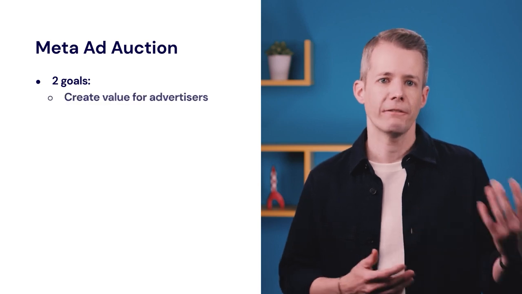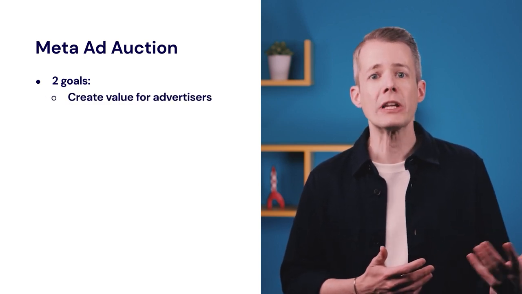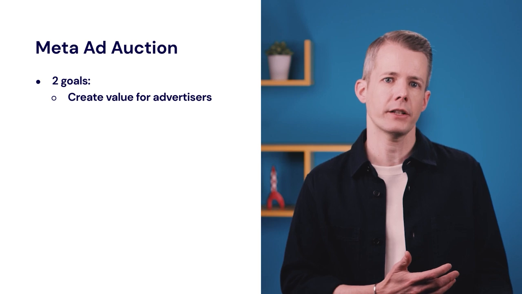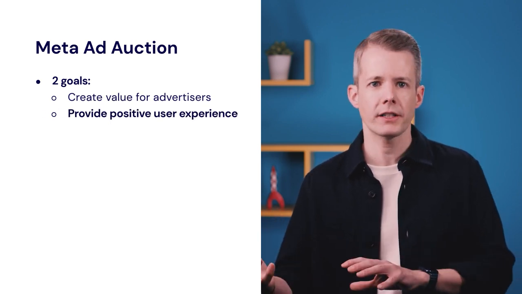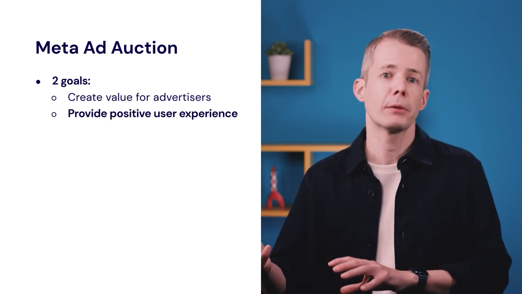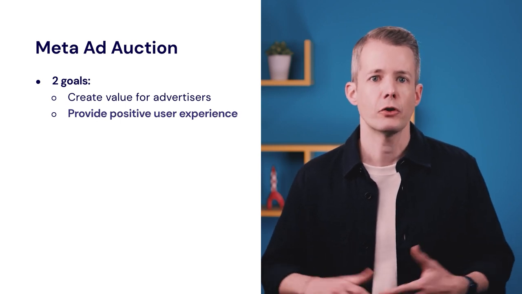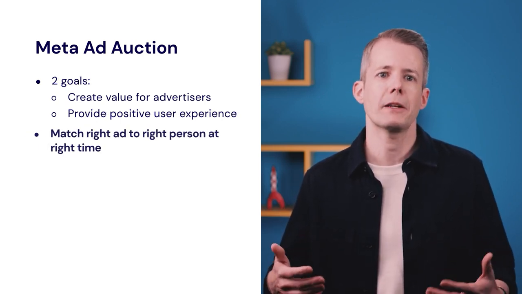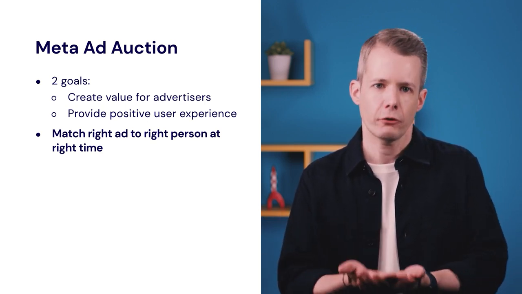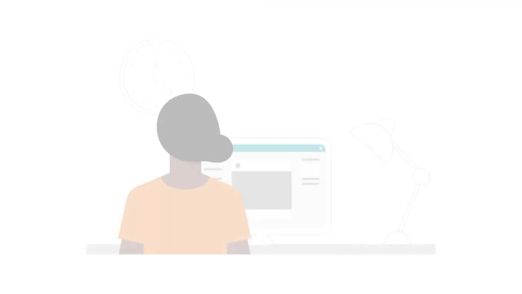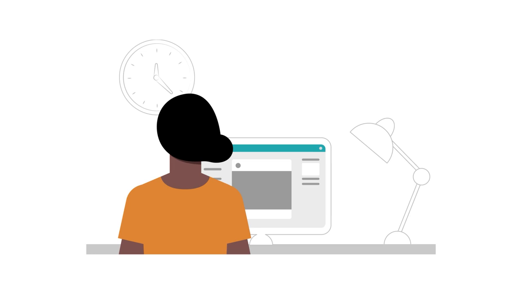And the ad auction is designed to achieve two goals: creating value for advertisers by helping them reach and get results from people in their target audience, while also providing positive, relevant experiences for people who use the Meta products. To achieve this balance, they hold an auction to match the right ad to the right person at the right time. Each time there's an opportunity to show an ad to someone, an auction takes place to determine which ad to show to that person. And billions of auctions take place every day across the Meta family of apps.